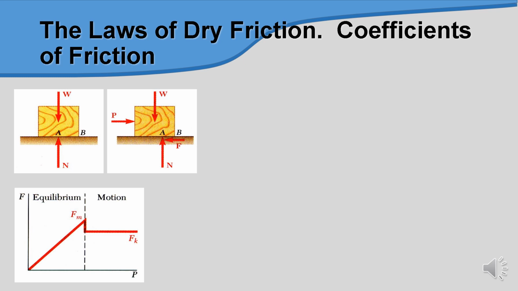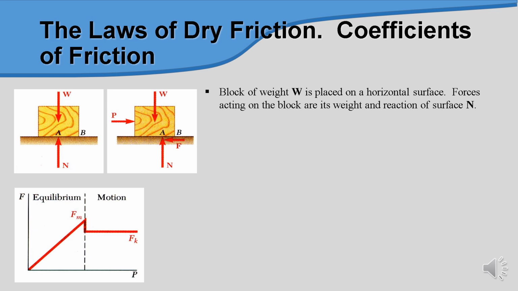The laws of dry friction and the coefficient of friction, we will cover from the equilibrium of an object. When we talk about a block of weight W placed on a horizontal surface, as you can see in this diagram, the forces acting on the block are the weight W downward due to gravitational force, and the reaction of the surface, which we call N. This obeys Newton's third law, action and reaction have the same magnitude but opposite direction.